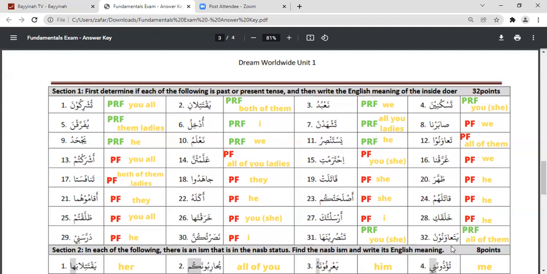Then yata'awanuna. Because at the end we have una, and it starts with a ya, most probably it is a present tense. And if we look at our tables, it is yansuruna, yata'awanuna. It is similar to that. So we will take it as the present tense, meaning the inside doer is all of them, or we can say masculine third person plural. With this, we finish this section.